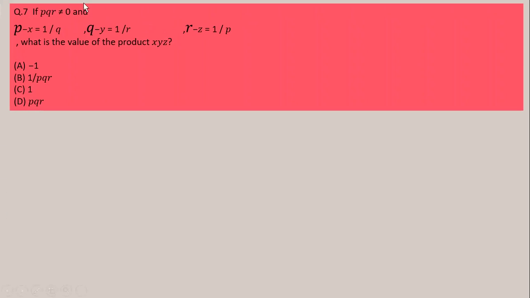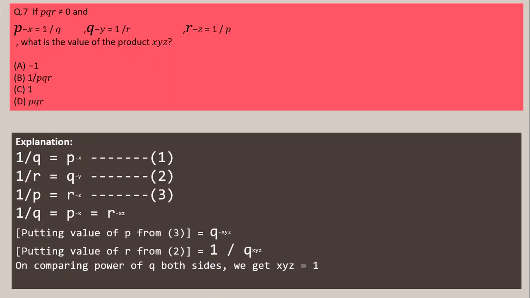Here they have given that if PQR is not equal to 0 and P raised to minus X is equal to 1 by Q, Q raised to minus Y is equal to 1 by R, and R raised to minus Z is equal to 1 by P, what is the value of the product of X, Y, Z? So let's get started with our solution.